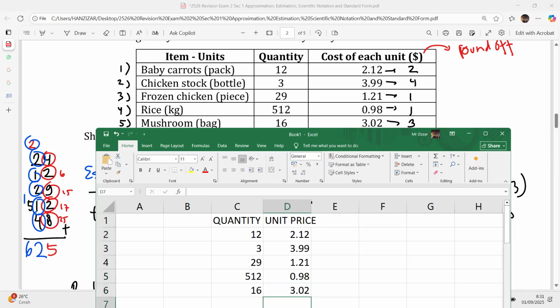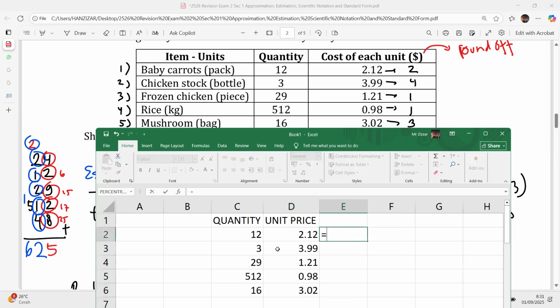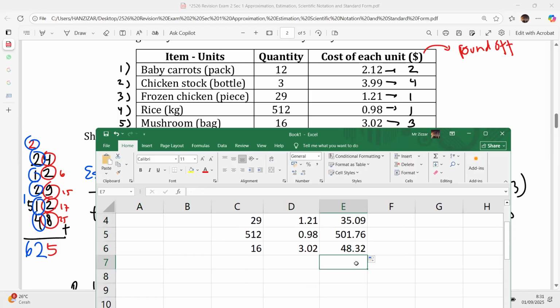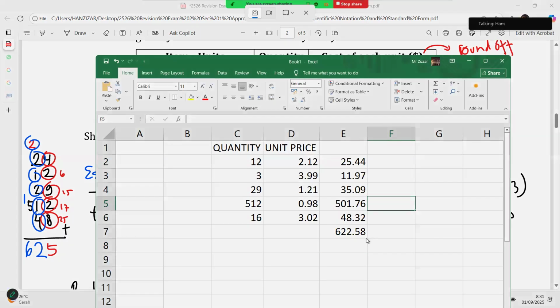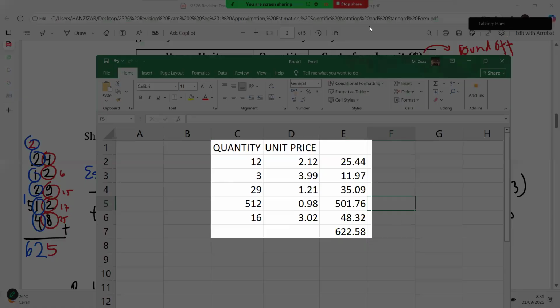And then you multiply each of it times this, right? You get the real value here. There you go. And you add all the numbers. If you want to add all the numbers, you need to perform the formula sum of all. $622. So in real value, you get $622.